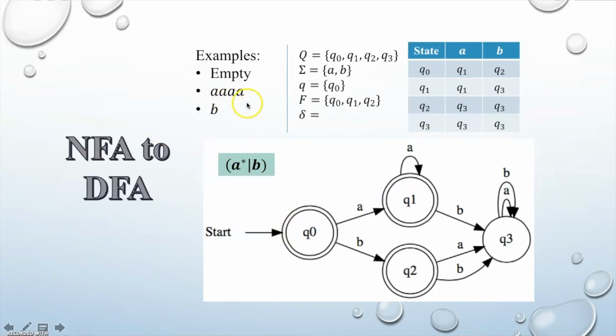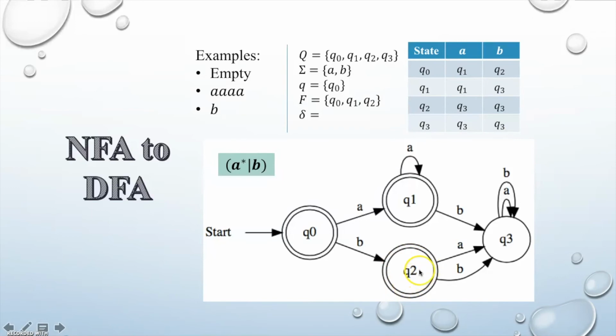And for the second one, we have 4 A's. This means that we need to start at Q0 and we add an A, and then we go to Q1. And for the next 3 A's, we just loop around itself and then we stop. And Q1 is also the state that we accept. And the last one is B. If we have a B, then we start at Q0 again, and then we add a B. So then we go to Q2. And Q2 is also the state that we accept.